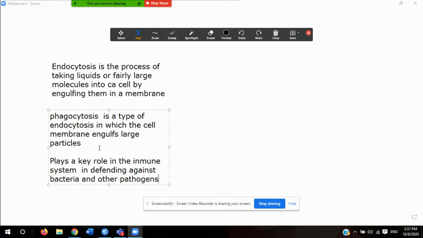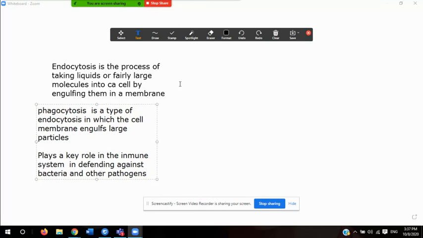Phagocytosis is a type of endocytosis that literally engulfs really large particles, and they play a key role in our immune system in defending against bacteria and other types of pathogens that can cause diseases.